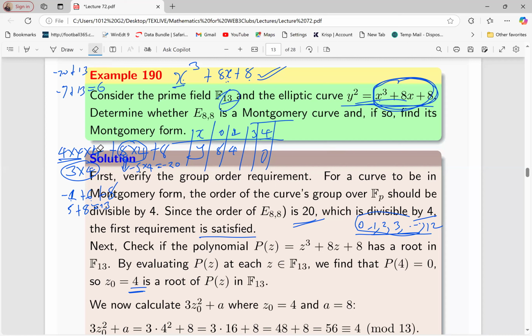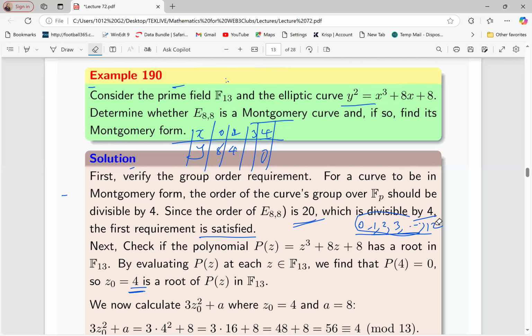Just trying to simplify my workings, making numbers smaller. You don't need to do that. So we've discovered that 4 is a root. This cubic equation has a root. The second condition has been met. Proceed and find out whether the third condition is satisfied. What is the third condition?